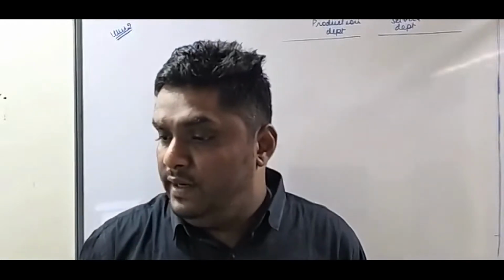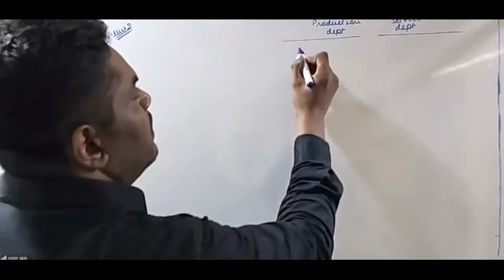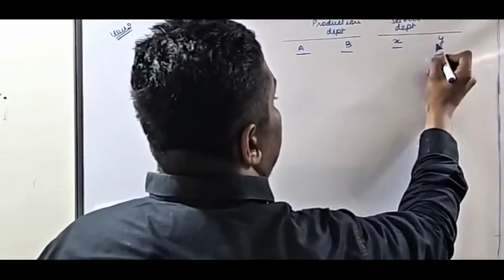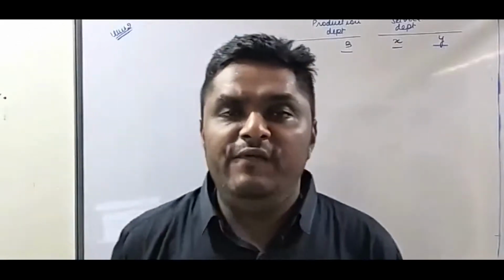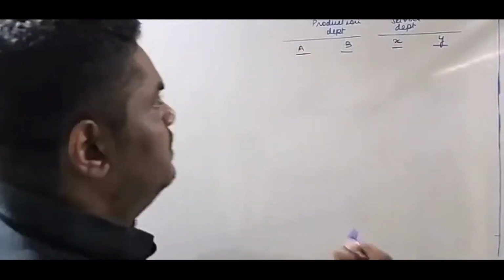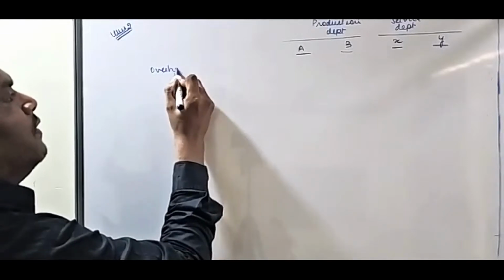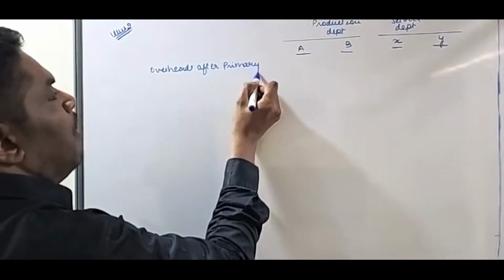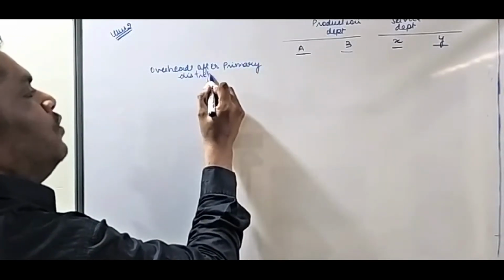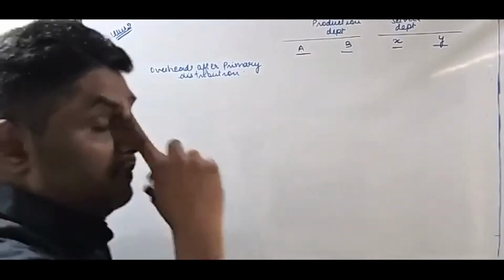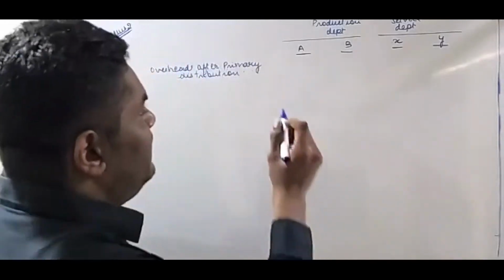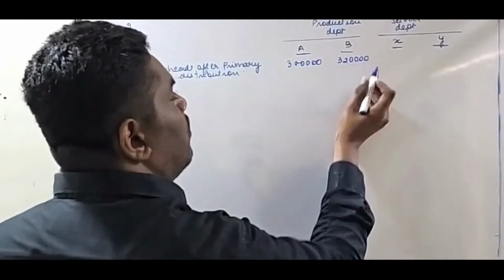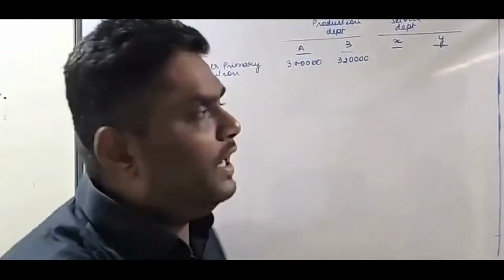There are two production departments, that is A and B, and two service departments, X and Y. They have given us the final figure, that is the overheads after primary distribution, that is after allocation or apportionment. For A and B, it is 3 lakh and 3,20,000. And for X and Y, it is 2 lakh and 1,50,000.